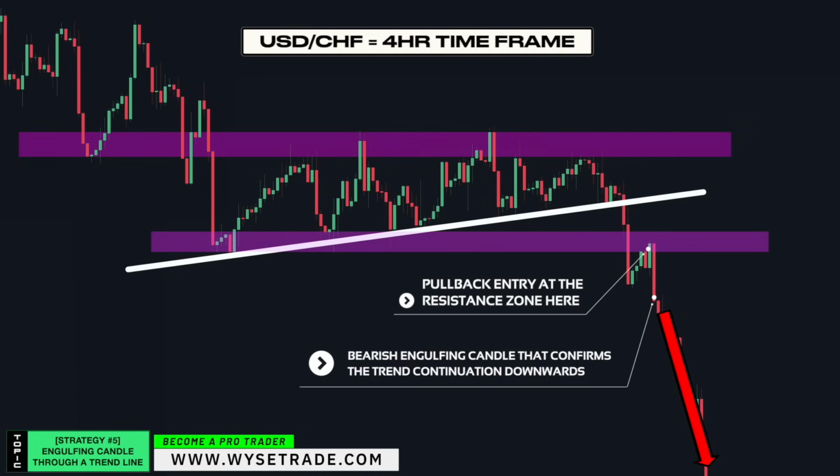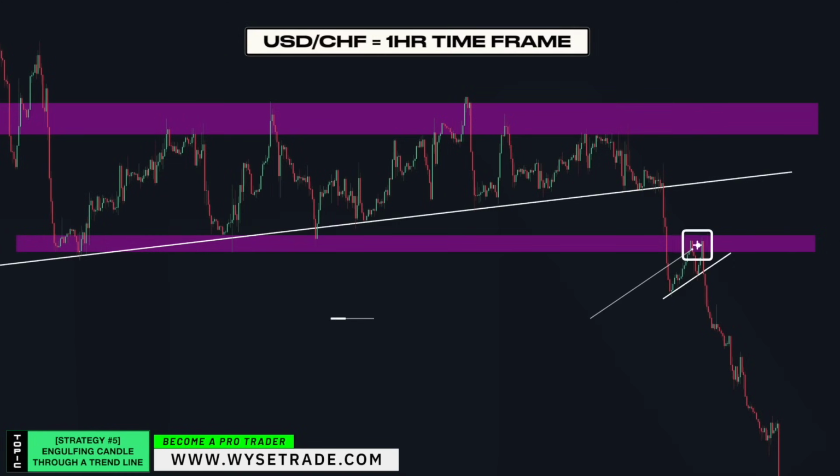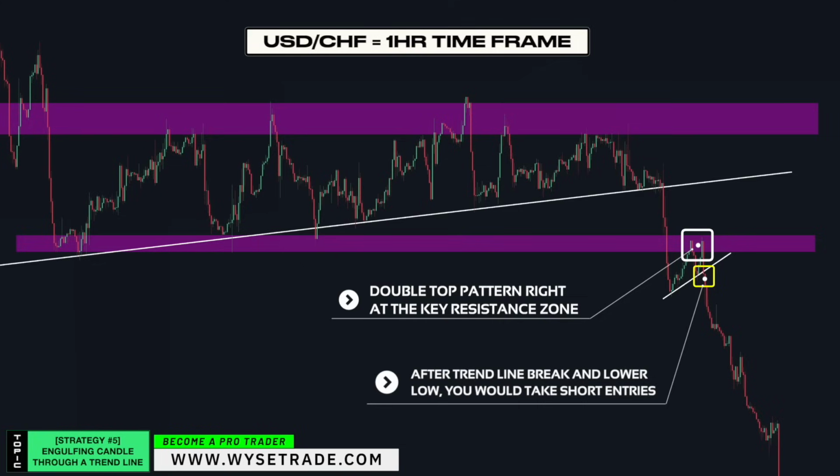the trend continuation downwards. Now, if you wanted an earlier entry point, look inside of this area here on a lower intraday time frame, such as the 1-hour time frame. So let's pull that up. You had a double top pattern right at the key zone, and once price broke the short-term trend line and made a lower low, you would look for short entry points.